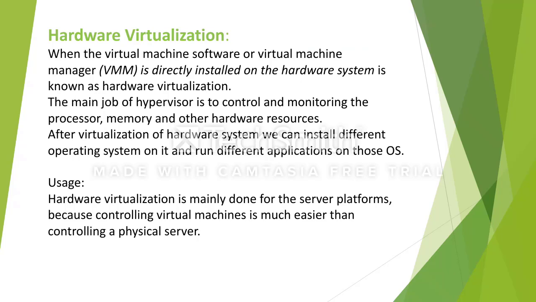What is hardware virtualization? When the virtual machine software or a virtual machine manager is directly installed on a hardware system, it is known as hardware virtualization. The main job of the hypervisor is to control and monitor the processor, memory, and other hardware resources. After virtualization of the hardware system, we can install different operating systems on it and run different applications on those operating systems.